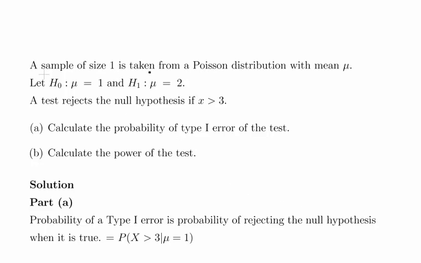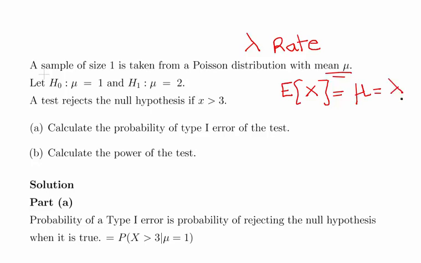A sample of size 1 is taken from a Poisson distribution with mean mu. Now, typically the Poisson distribution is specified in terms of a rate parameter lambda. But in this case, we're going to look at it in terms of the mean, which is also the rate parameter. So essentially, the rate parameter is the mean and the mean is the rate parameter. In this particular video, I'm going to use mu instead of lambda, which is what one would normally do.